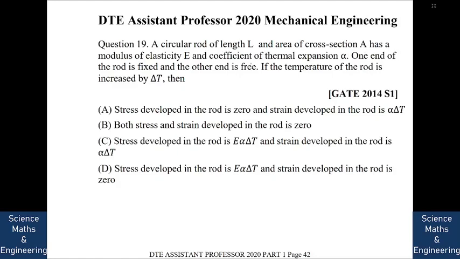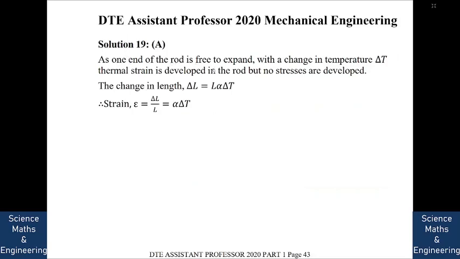So next, a circular rod of length L and area of cross section A has a modulus of elasticity E and coefficient of thermal expansion alpha. One end of the rod is fixed and the other end is free. If the temperature of the rod is increased by delta T, then what happens? You will see. See now, one end is free to expand, right? So with delta T, the thermal strain that is developed, it will elongate, but no stresses are developed as it is free to expand. Right. So change in length delta L is L into alpha delta T. So strain would be delta L by L. So it is alpha into delta T.